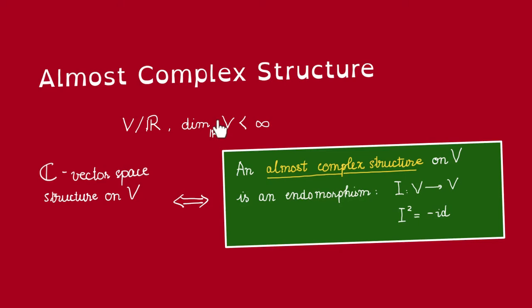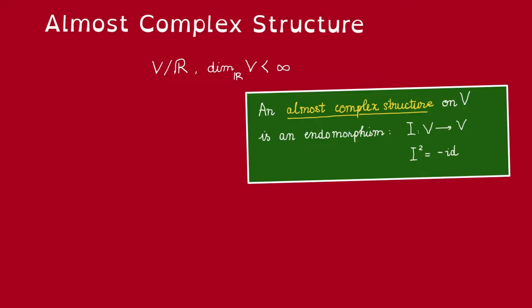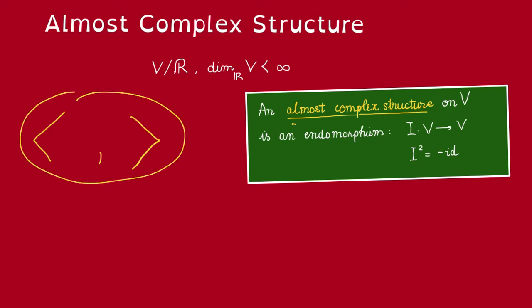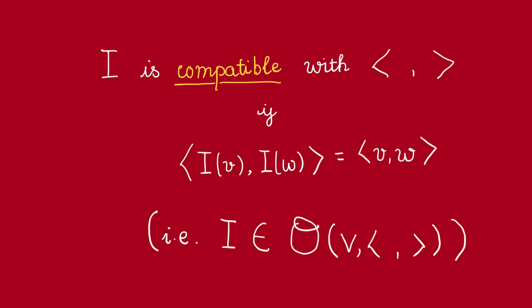Previously, for a finite dimensional real vector space V, we have defined the notion of an almost complex structure on V. Now we want to look at a special case when V is a Euclidean vector space. That is, when V is equipped with some positive definite symmetric bilinear form. In that case, we want to study the relationship between the scalar product and the almost complex structure on V. But first we need a definition.